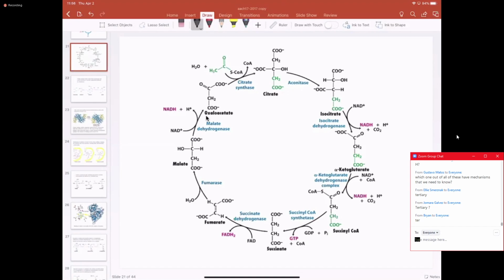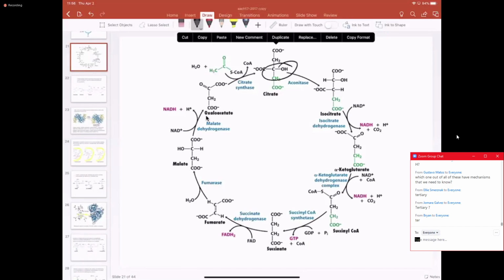In the case of aconitase, the OH goes from being a tertiary OH over here to being, what is the OH in isocitrate now? Is it tertiary? Secondary, that's right. It's secondary. And because it's a secondary alcohol, you can now oxidize it easily. Lo and behold, the next step in the pathway, you take that secondary alcohol and you oxidize it up to a corresponding ketone. Now, in the process of oxidizing it up to a ketone, you spontaneously lose CO2.